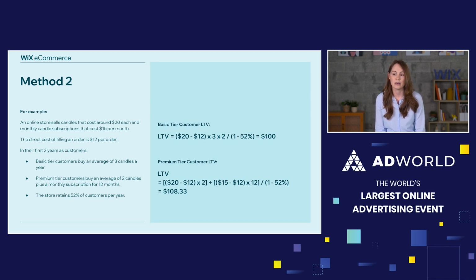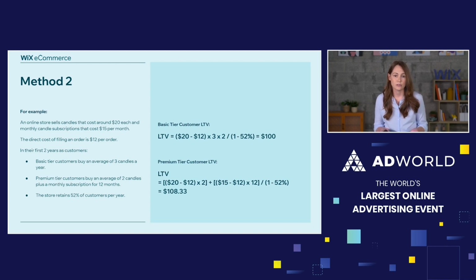And now we're going to divide by 1 minus the retention rate, which is essentially your churn. So 1 minus that 52%. And that's going to end us with a $100 customer lifetime value. And we'll do the same calculation for our premium tier customers, again, adjusting for the order costs. So we're going to say $20 minus the 12 multiplied by the 2 candles, $15 of subscriptions minus the 12 of the fulfillment times 12 months divided by the churn, and we have $108.33.